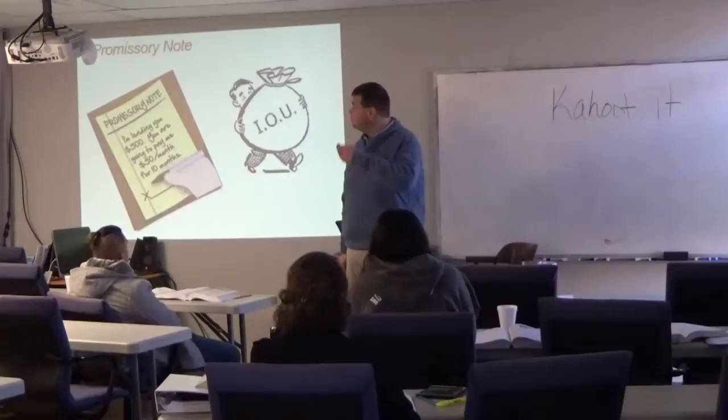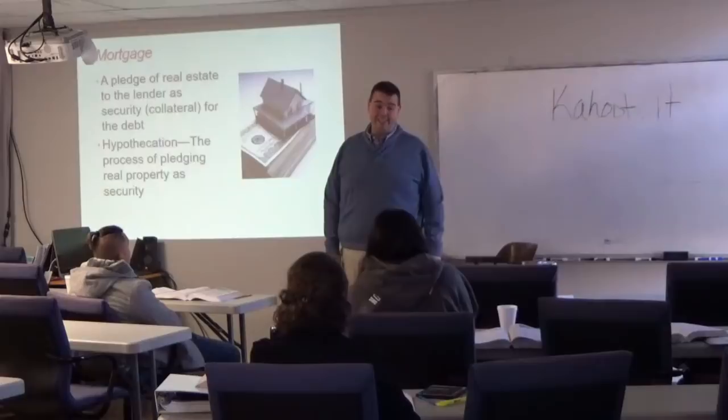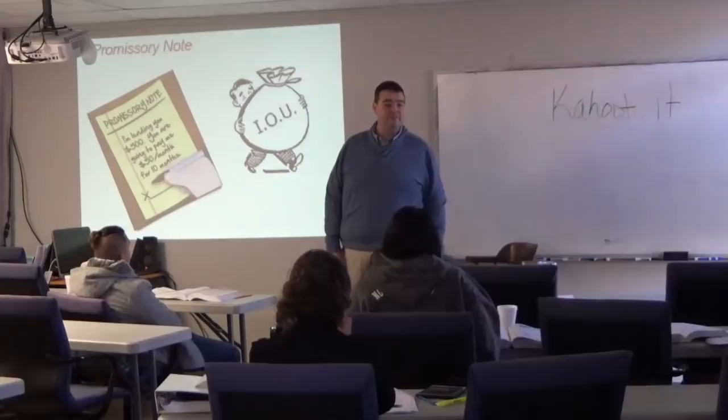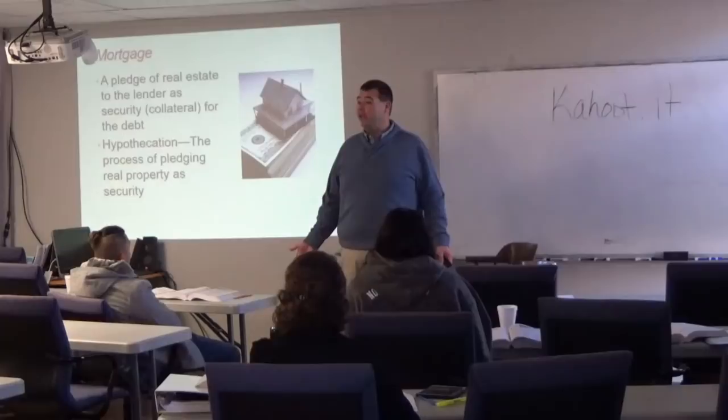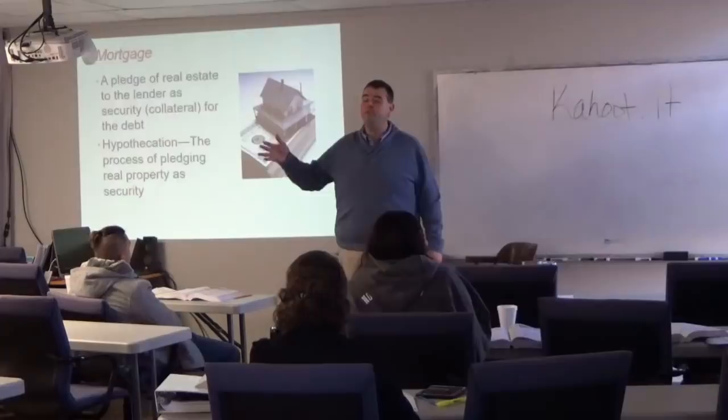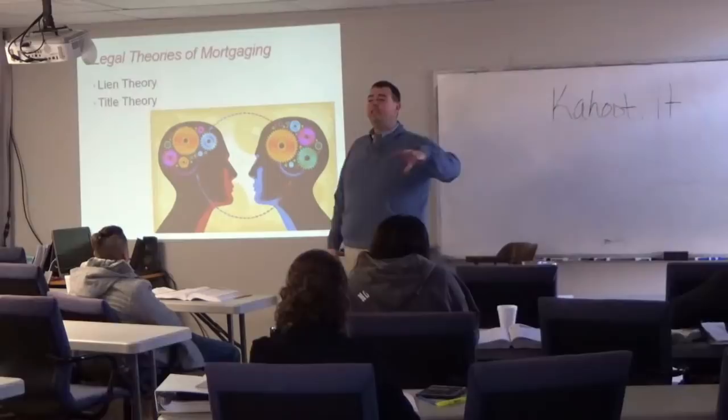Okay. So promissory note, I owe the bank money. Mortgage, if I don't pay the bank, they can do what? Take my property. Notice the promissory note doesn't mention anything about the property. And the mortgage doesn't mention anything about the loan. They accomplish two separate goals. Alright? And that's why they're two separate documents. So, we need to talk about the theories of mortgage. The theories of mortgaging property.